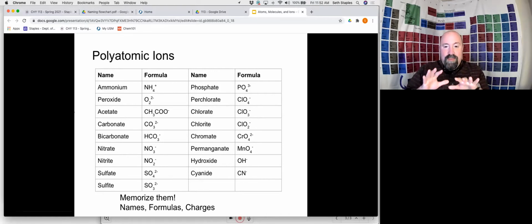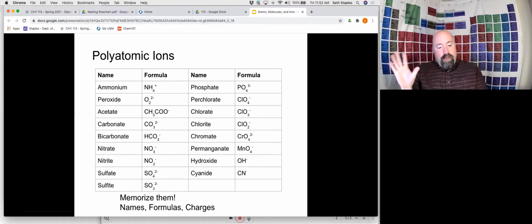This is one of the only things that you do have to just flat out memorize as part of this course. You have to be able to recognize and know the polyatomic ions. You have to know the name, the formula, and the charge. Later on in the course, if I say nitrate, you're just going to have to know that nitrate is NO3 and it has a 1- charge. You're going to have to know that chromate is CrO4 and it has a 2- charge. Cyanide is CN and it has a 1- charge. Phosphate, PO4, and it has a 3-.